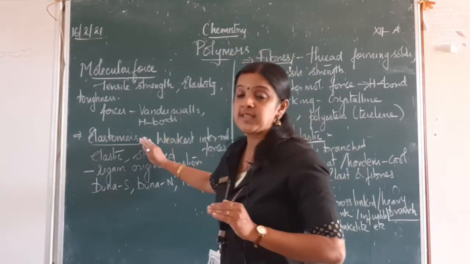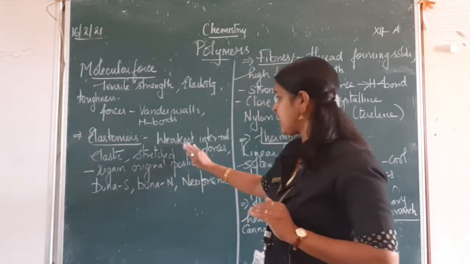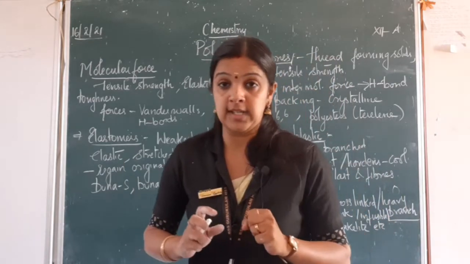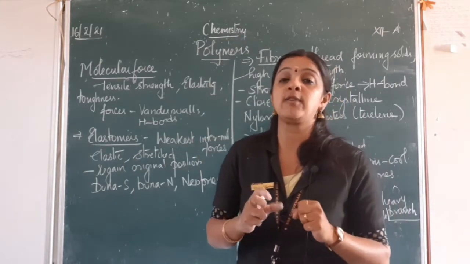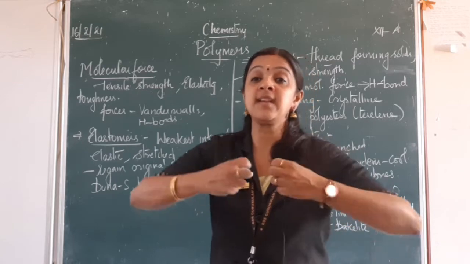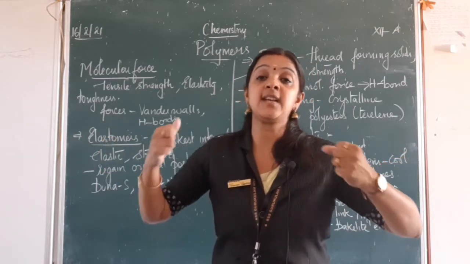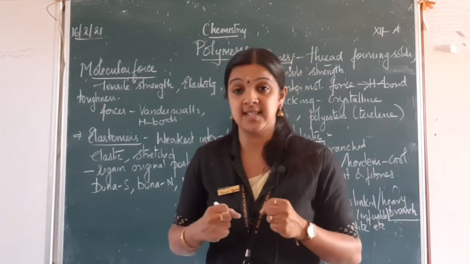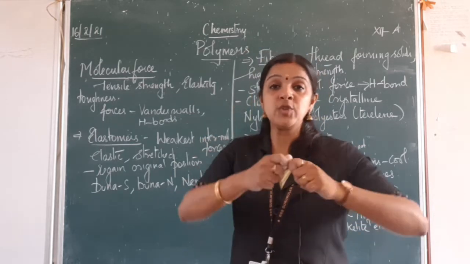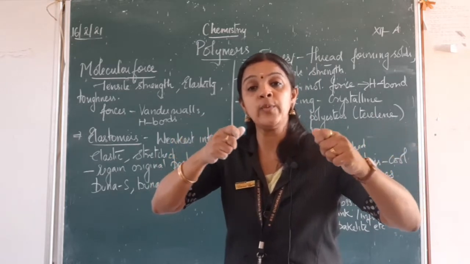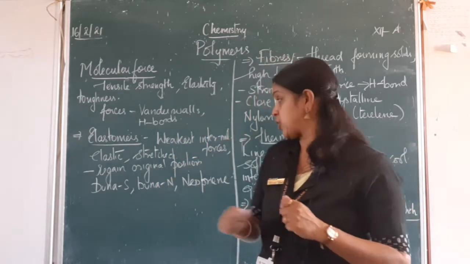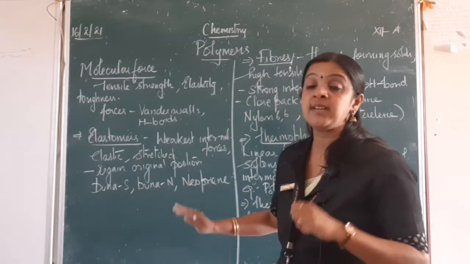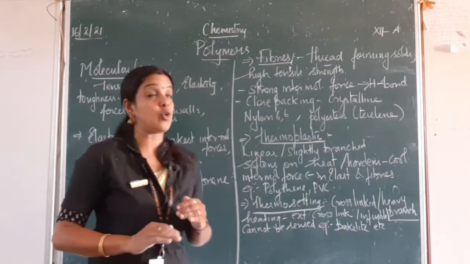So what we are going to see first is elastomers. These have the weakest intermolecular forces between the molecules. When I say weakest van der Waals forces, what happens? They can easily be stretched and can easily come back to their original position, meaning they possess elasticity like rubber. You can just stretch it and slowly leave it, and it comes back to its original position. So examples like Buna and Neoprene all come under elastomers.